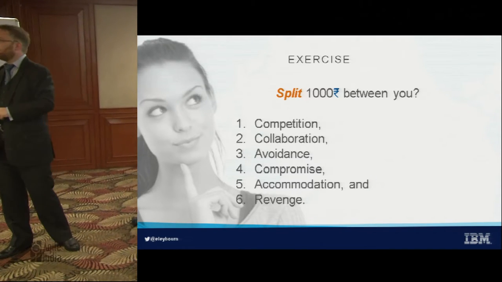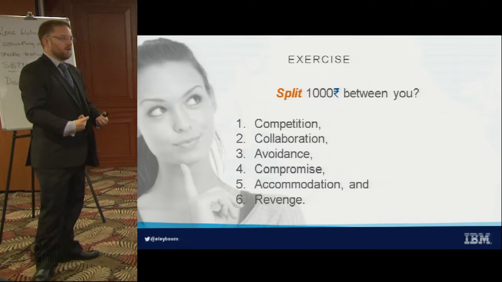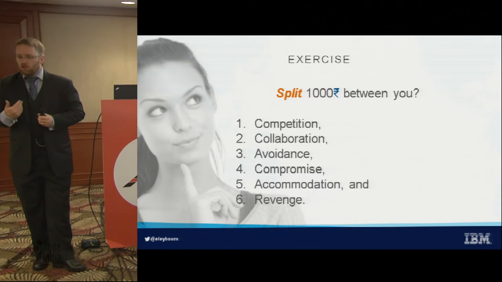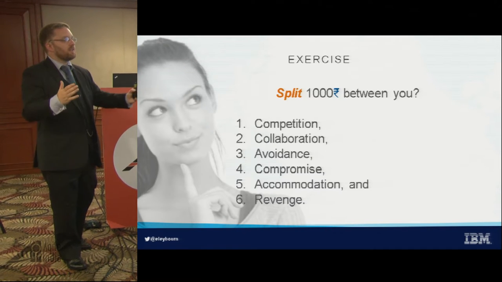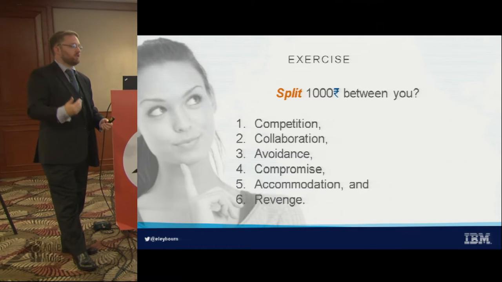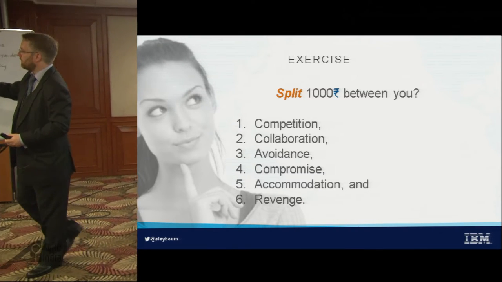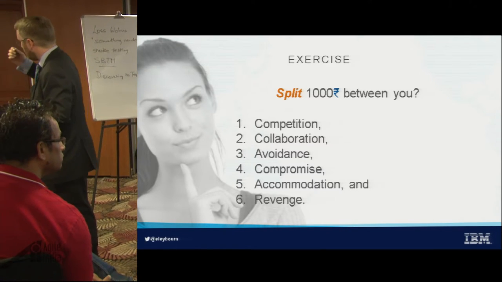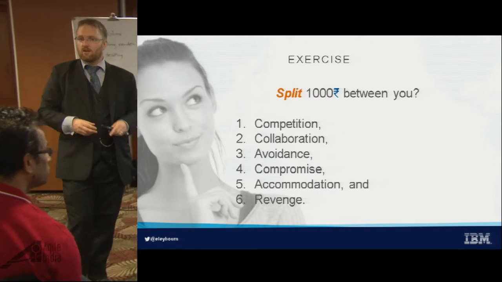Compromise. Like avoidance, but where avoidance is trying to get out of the negotiation altogether, compromise is where you are willing to settle for something that is equitable, but maybe not necessarily a full win-win situation. Accommodation is like, I'm willing to accommodate how you operate, everything that you need in order to gain a successful outcome.